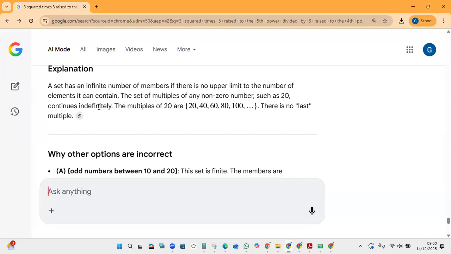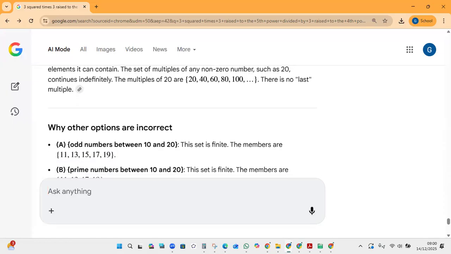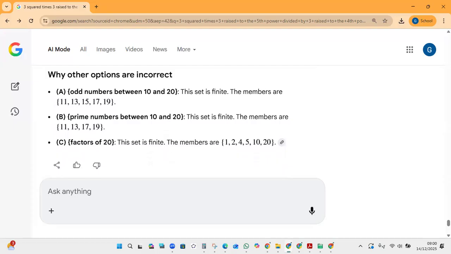Never ending. So the multiples of 20 start with 20, and then you've got 40, 60, 80, 100, and it just simply continues. So you just keep on adding 20 forever, I suppose. 120, 140, 160, and as it says, there is no last multiple, no upper limit. And then it continues very elaborately to explain to us why all the other options are incorrect.